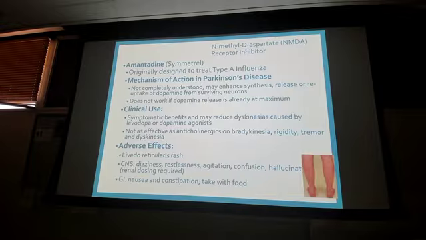Looking at our amantadine or our NMDA inhibitor, that is your mechanism of action when we're talking about how it works. Initially, this started out, remember we talked about this was for our flu.